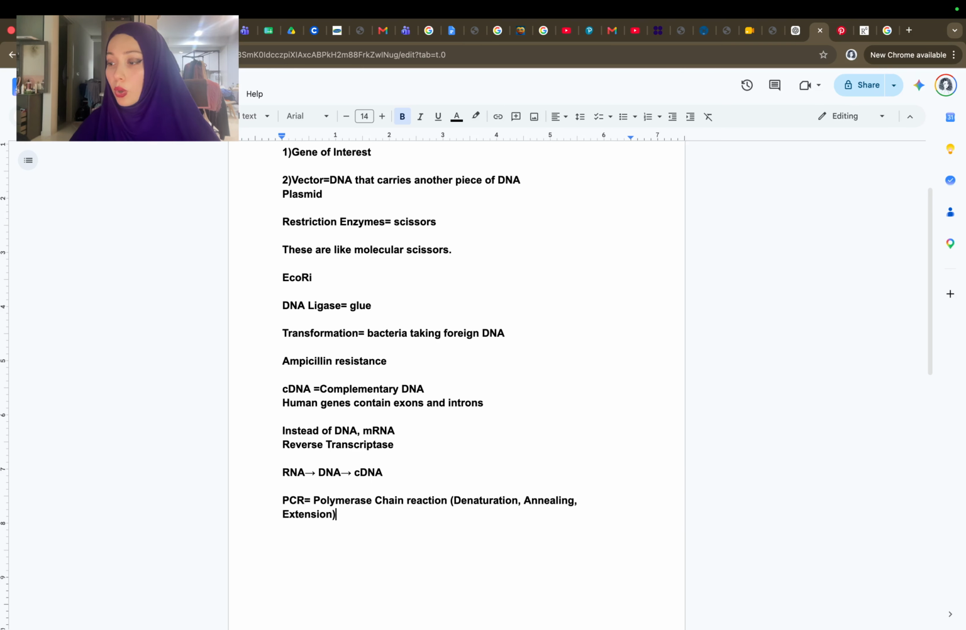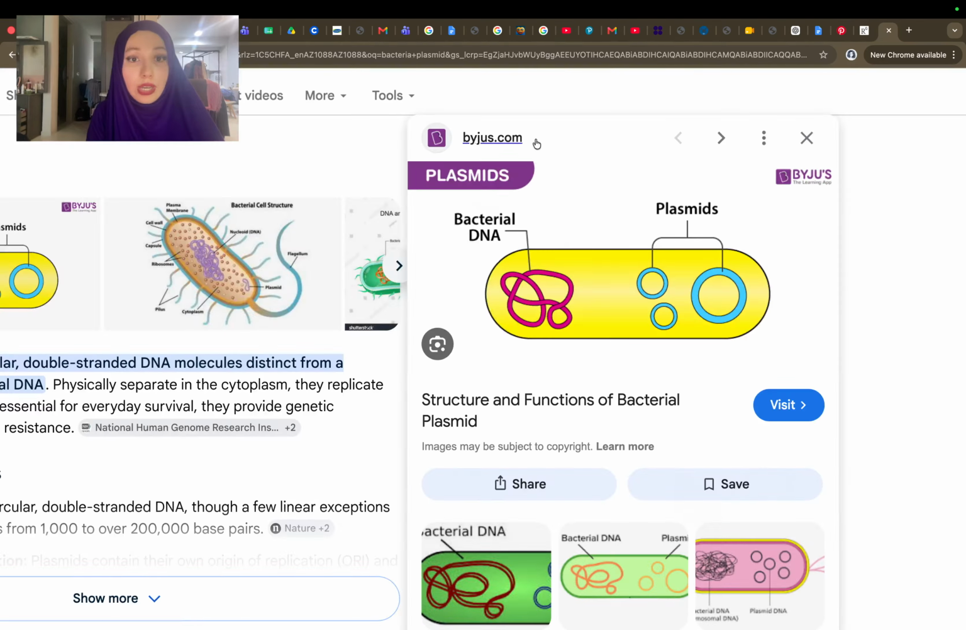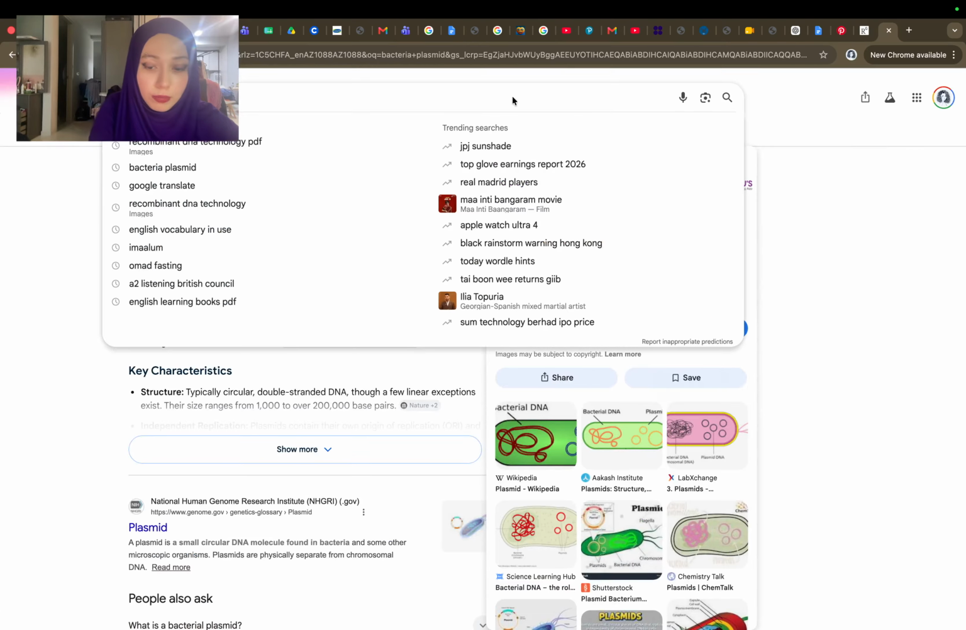This is why we need PCR. In case we do not have enough of a molecule and we need millions in a faster way, we will just use this method: denaturation, annealing, and extension. If we repeat it 30 times, we are going to get millions of copies. So this is again a shortcut. PCR is a shortcut for producing more genes. And then I want to introduce something to you. Okay, before that I will show you PCR.